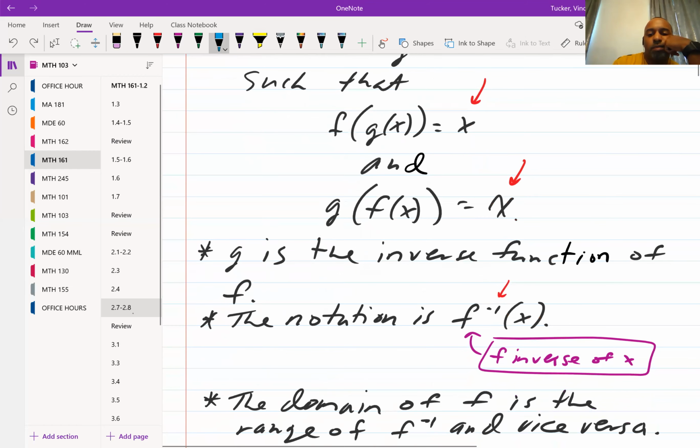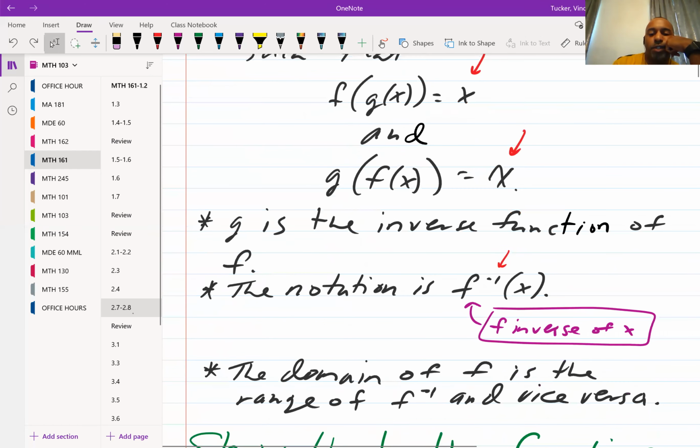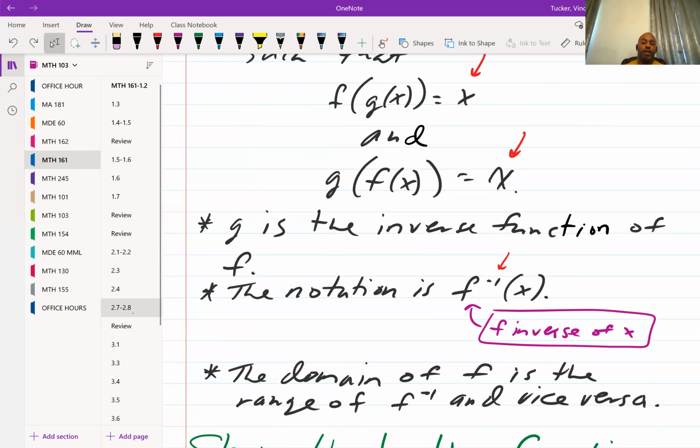Scroll up. Oh, also, another general statement: the domain of f is the range of f inverse and vice versa. So when you talk about the inverse function and the function itself, the domain and range will switch.